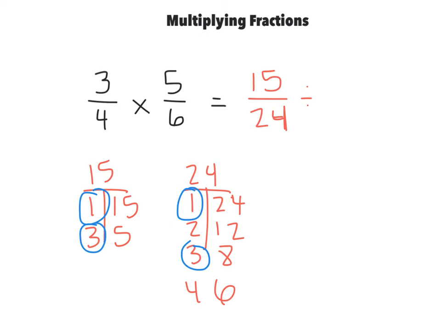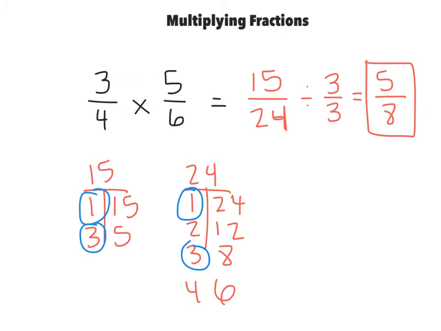So we're going to divide by 3. We're going to scale down by 3. 3 over 3 is 1. 15 divided by 3 is 5, and 24 divided by 3 is 8. So we're going to get 5/8. But you see the actual multiplication part of it is pretty simple. We just go straight across.